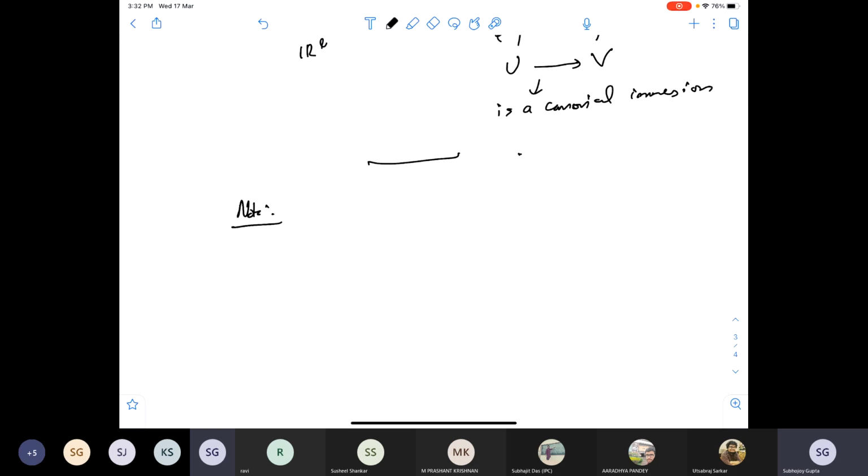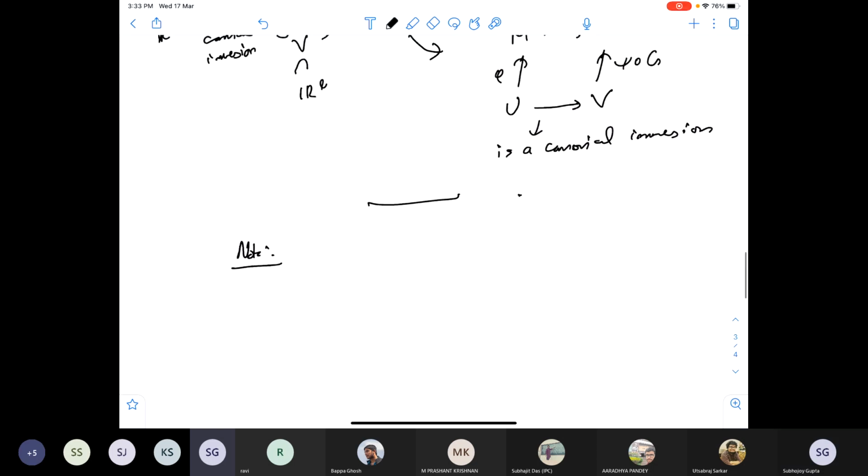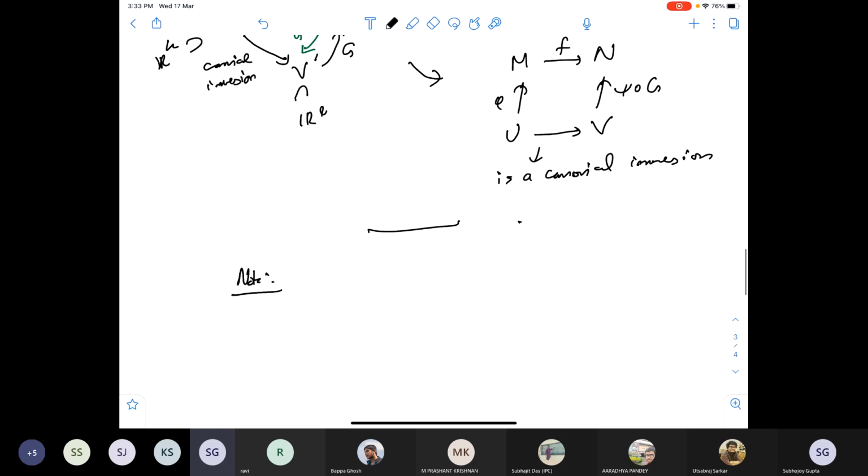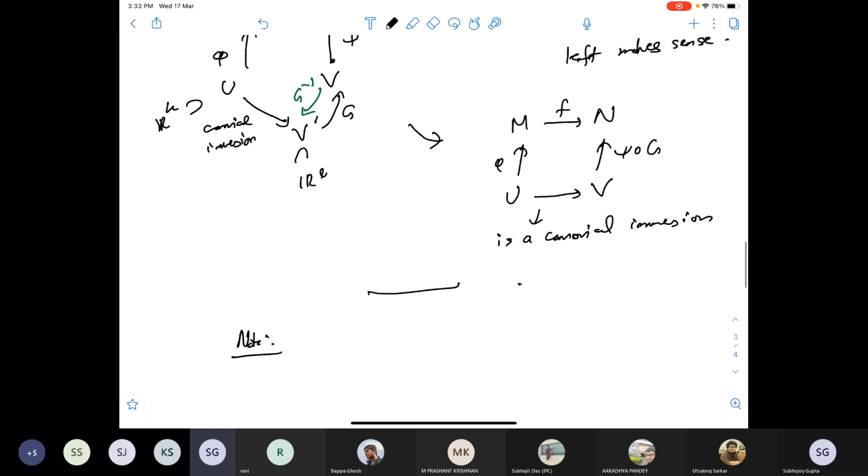Yes, sir. In the case of submersion, we saw that the inverse image of a point gives us a submanifold under some condition. In this case, will the injection from a subset of the manifold to the manifold give us a submanifold if this injection is an immersion?